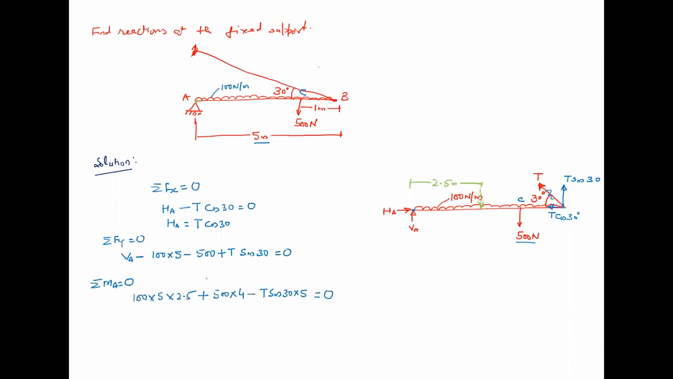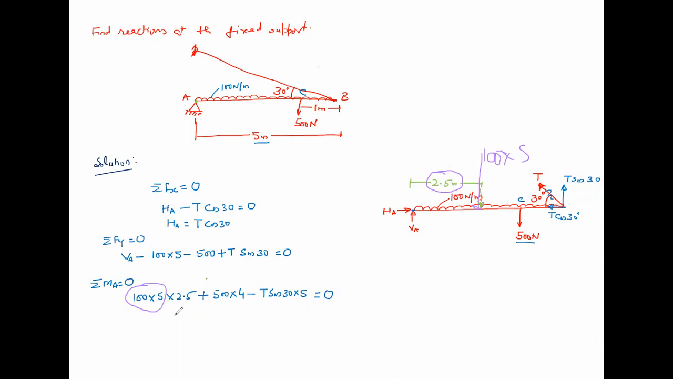If you balance moment about A, you will get this 100 into 5 as the point load. Why am I applying this point load? Because I am replacing this UDL by a point load, and its magnitude must be 100 into 5, because 5 is the span and 100 is the intensity. And where must I apply it? I must apply it in the middle of the UDL, that is 2.5 meter from point A. So the perpendicular distance will be 2.5, and the magnitude of this force will be 100 into 5.